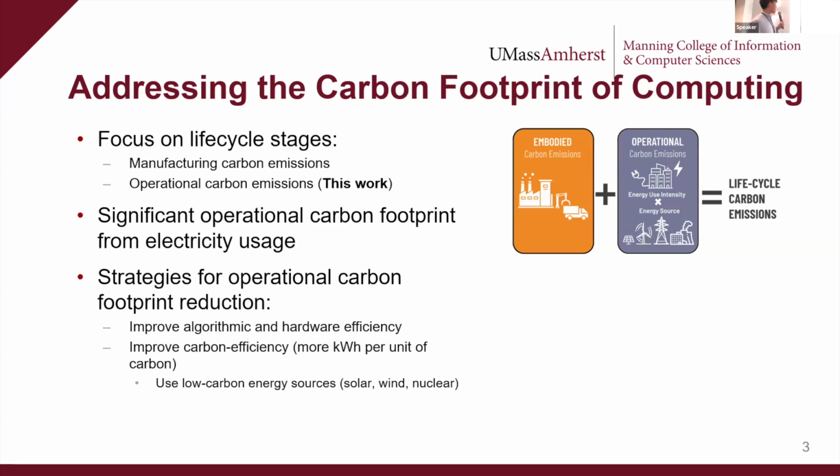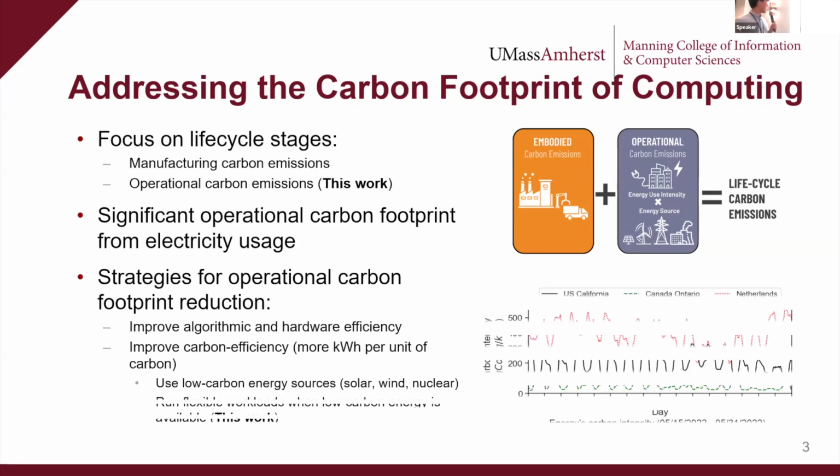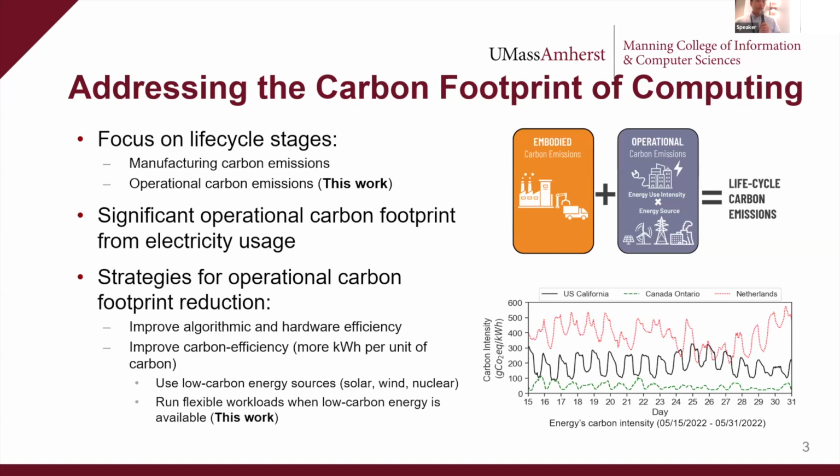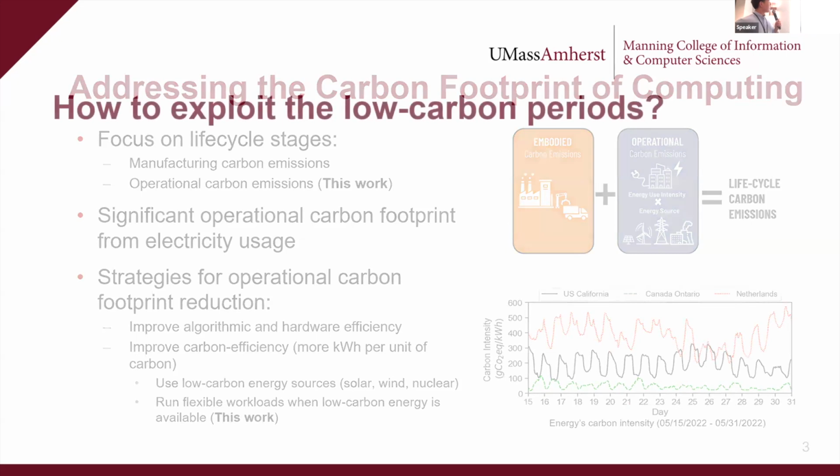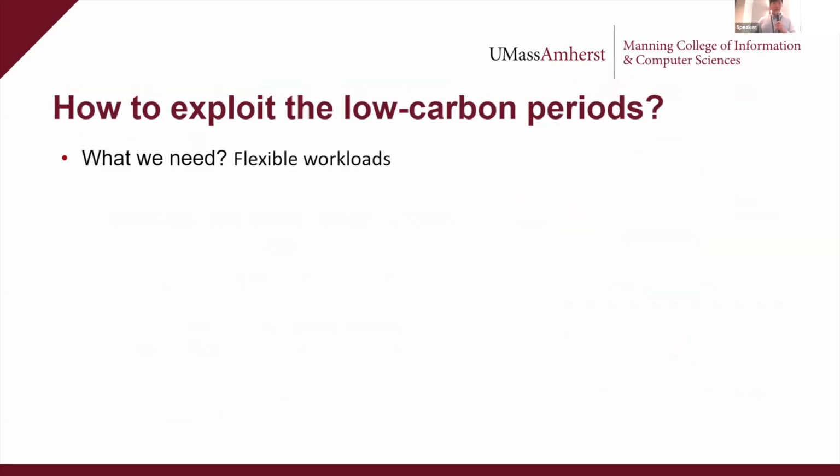So what we can do is use low carbon energy sources such as solar or wind, or, for the focus of this work, we can run flexible workloads when low carbon energy is available. Basically, in this graph of carbon intensity over 3 different locations, ideally we want to run the workloads in the valleys of carbon intensity. In order to exploit the low carbon periods, what we need is flexible workloads, such as batch jobs that are interruptible and can be suspended or resumed.